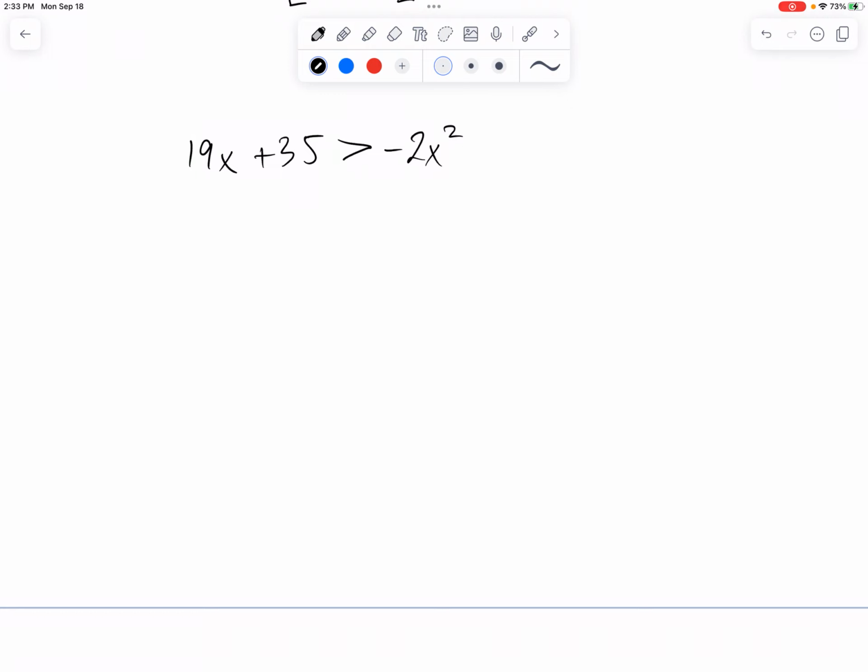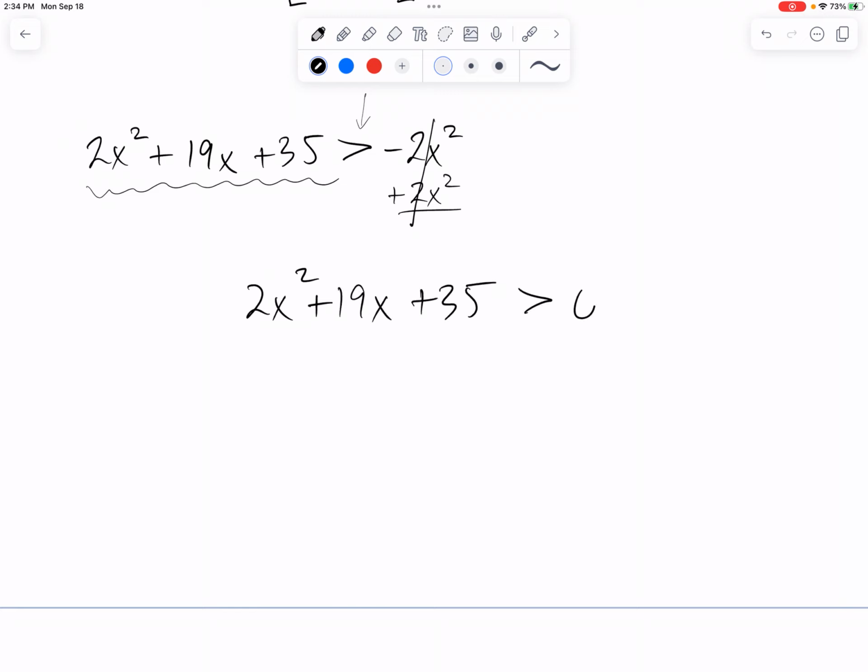Now here's the problem with this. You know there's some rule about adding and multiplying and dividing inequalities by negatives. It causes the sign to change direction. But I'm just telling you, I'm going to move this to the other side. I'm going to add 2x to this side. If I do that, I'm going to have this statement. This stuff is now all on the left, greater than 0.